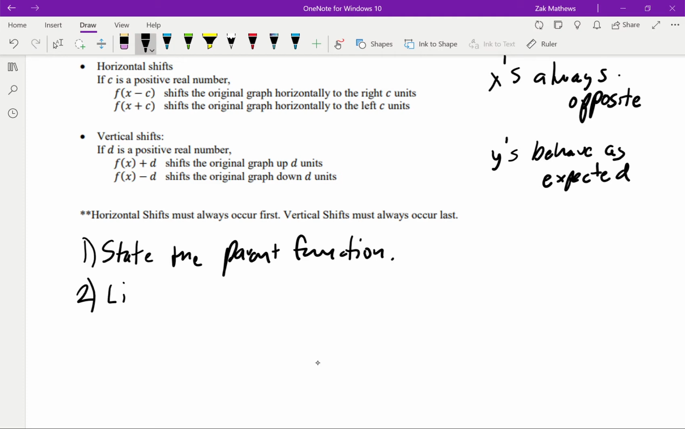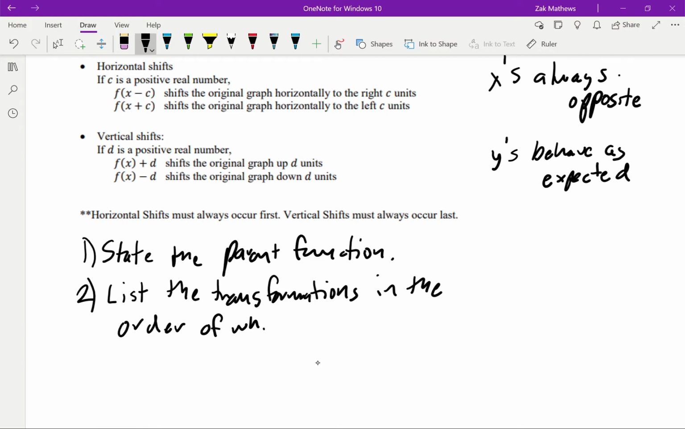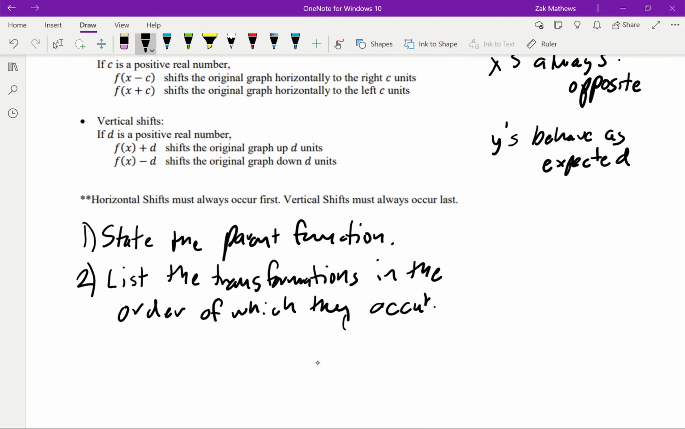The second step, I'm going to ask you to list the transformations in the order in which they occur. And then finally, the last thing is you're going to actually do the graph, graph labeling 3 points.